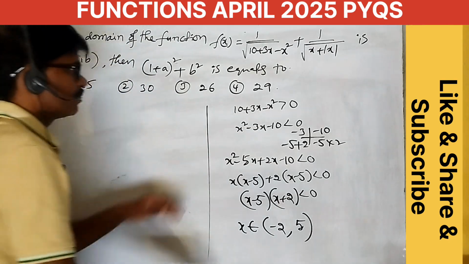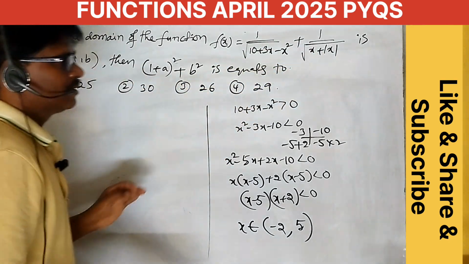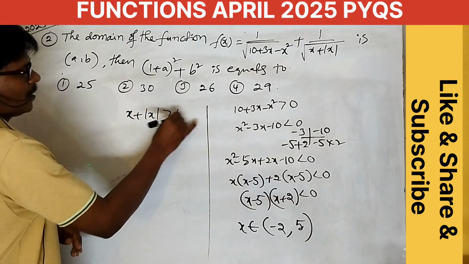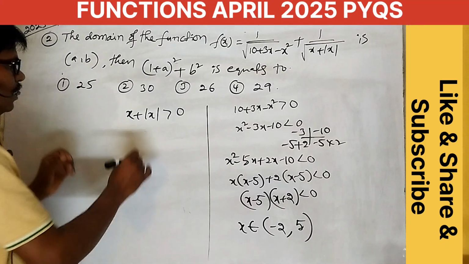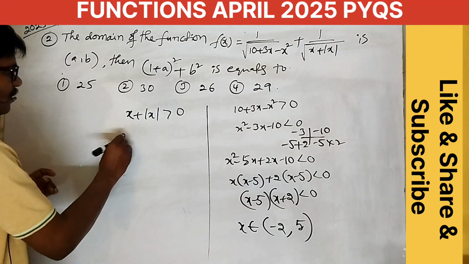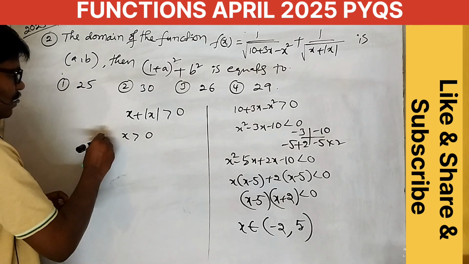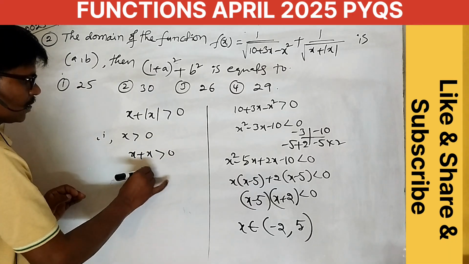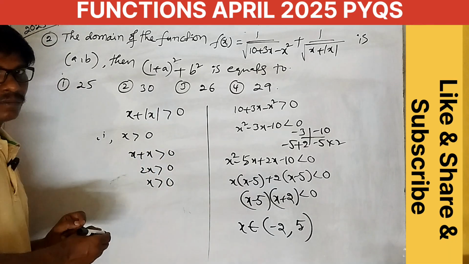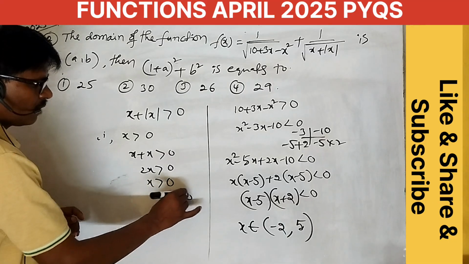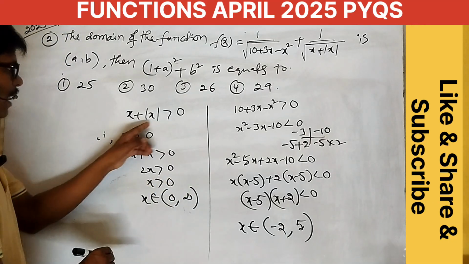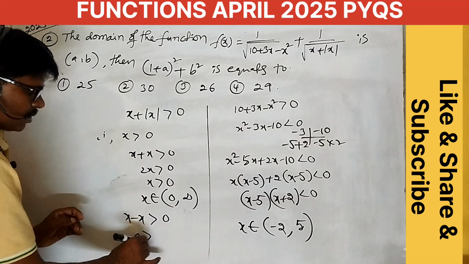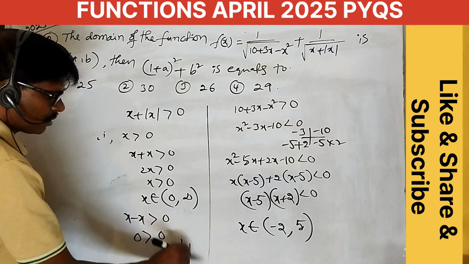Next, another condition in the denominator only: x plus mod x greater than 0. Second case, x plus mod x greater than 0. Case 1: x greater than 0. Then x plus x greater than 0, that is 2x greater than 0, so x greater than 0, meaning x belongs to the open interval (0, infinity). If x is negative, then x minus x is 0, and 0 greater than 0 is not possible.